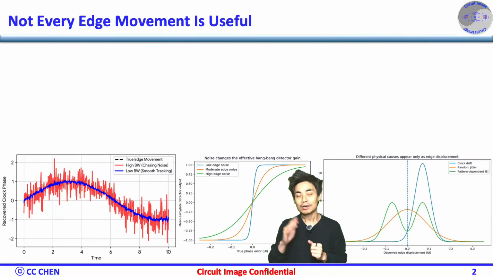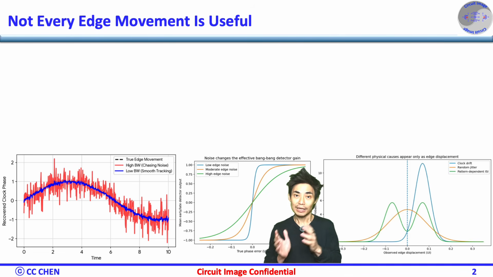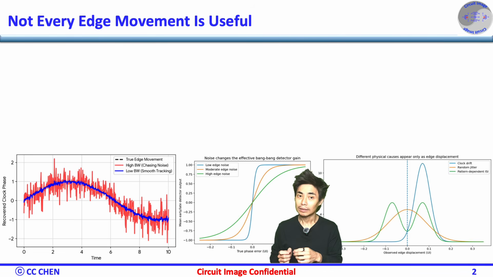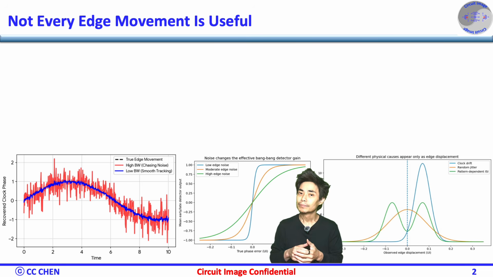If the edge is early, it moves the clock one way. If the edge is late, it moves the clock the other way. But the CDR does not know why the edge moved. Maybe the edge moved because of a real clock drift. This is useful information. But maybe the edge moved because of random noise.